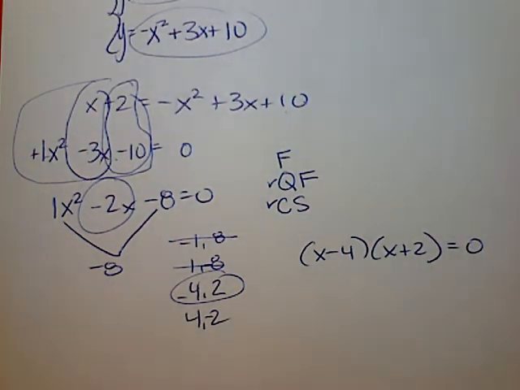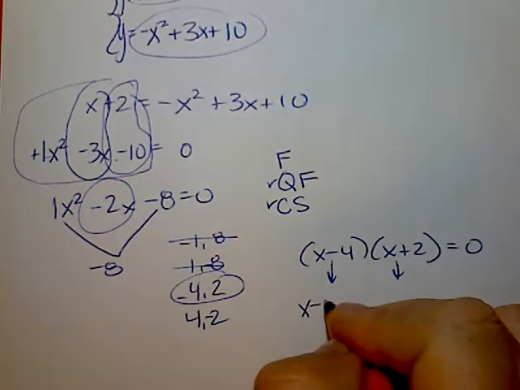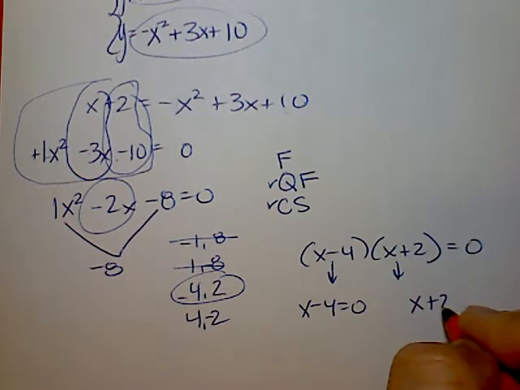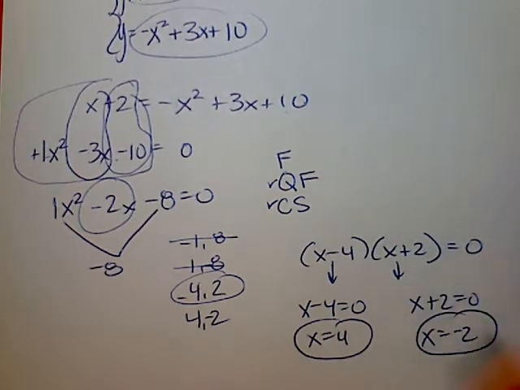Do I have to show work here at this point? No, because I have taught you it's the opposite. But if you're not sure about that, you're setting it equal to 0 in both situations, and you're solving to get x equals 4 and x equals negative 2.